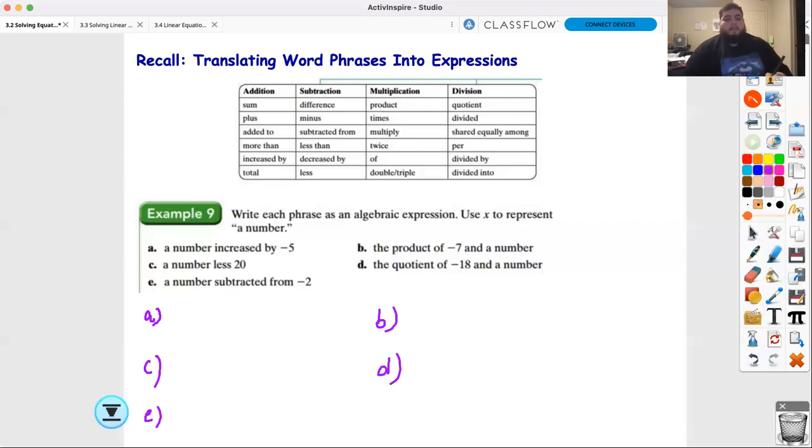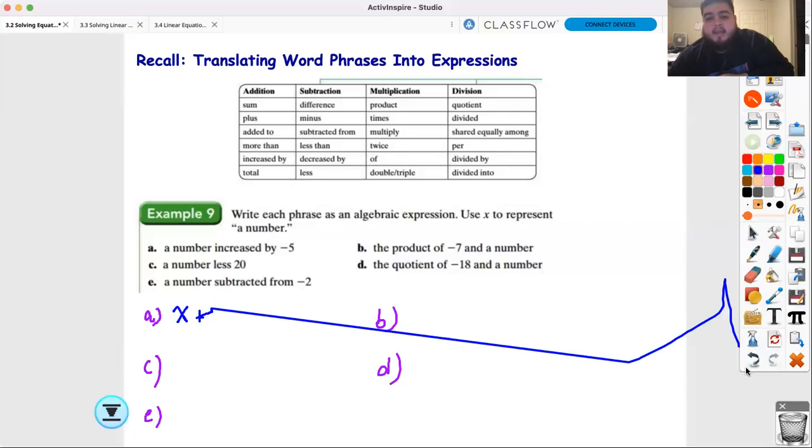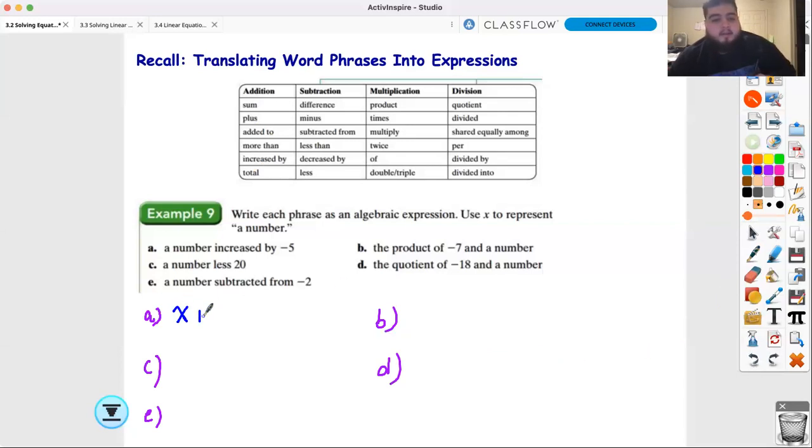All right. Let's remember example 9. Write each phrase as an algebraic expression. Use X to represent a number. A, a number increased by -5. So a number is X. Increased by is addition, but it wants us to increase it by -5, so it'll be plus a -5.